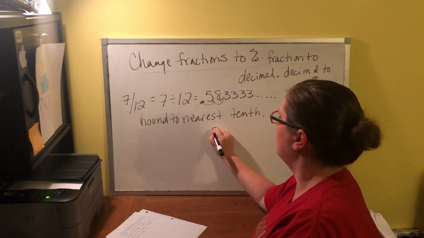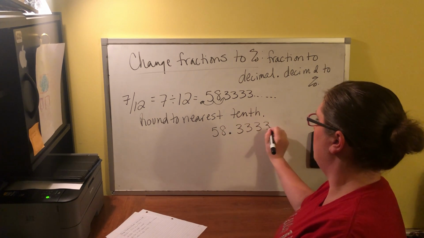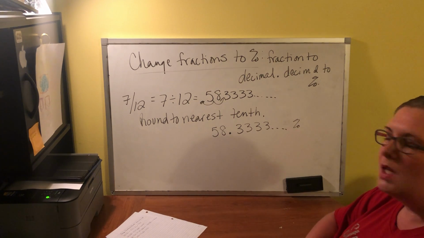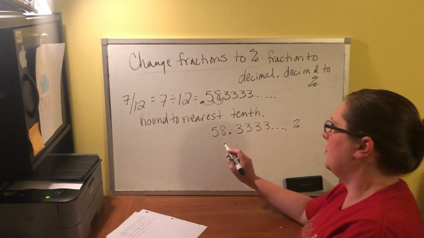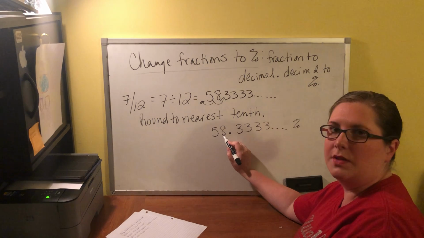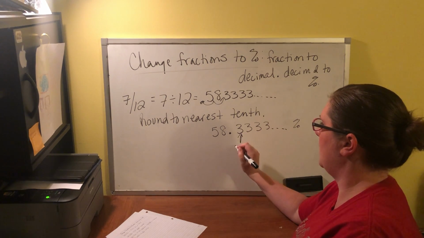So this now looks like 58.3333, and so on and so forth, right? That's making this a percentage. Now we can round to the nearest tenth. So once again, remember, there's only one ones place in a whole number, and it's right here to the left of the decimal. After that, it starts off with the tenths place. So here we are. This is what we're rounding to.